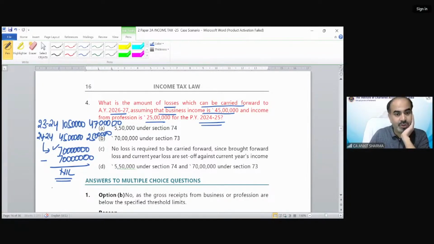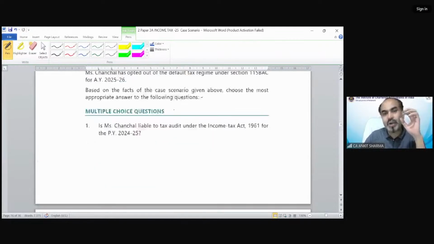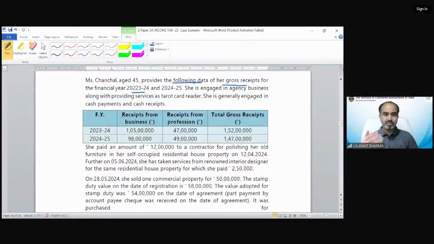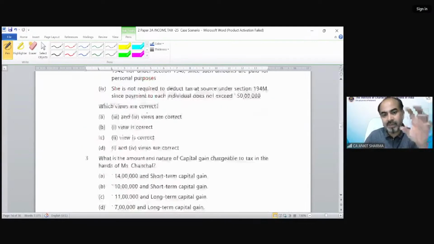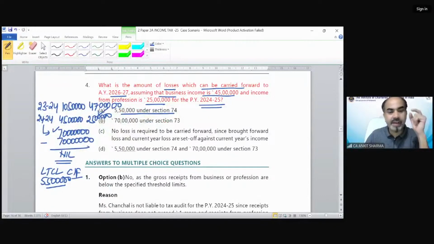Now the long-term capital loss of 5,50,000 cannot be set off against any other income except long-term capital gain. So this needs to be carried forward only. So out of these options, the correct option is option number A, 550 under section 74. To understand this question more clearly, I would suggest you kindly read this question, as I believe you already solved it in the heads of income revision class. So you would be able to see what we are doing under the set off concept. Because the income has changed, the current year income is supposed to be 70 lakh, so we can set off our business loss of 70 lakh. But the long-term capital loss we need to carry forward in this case also.